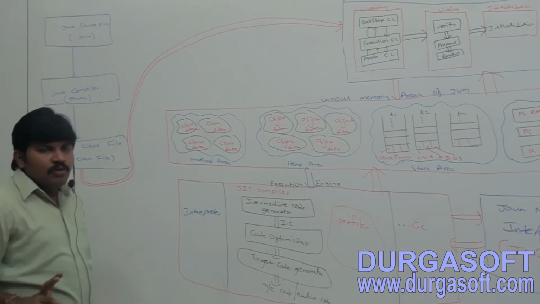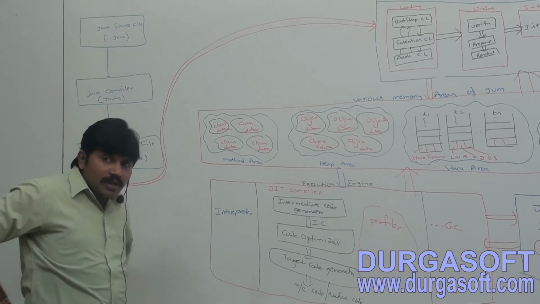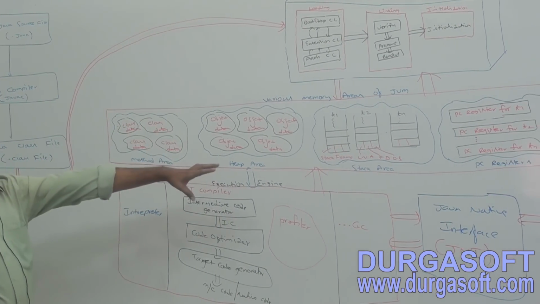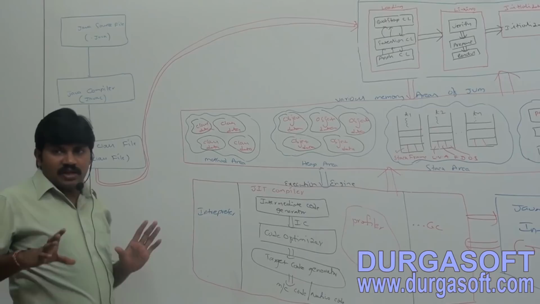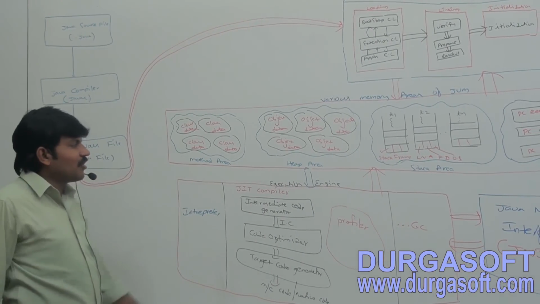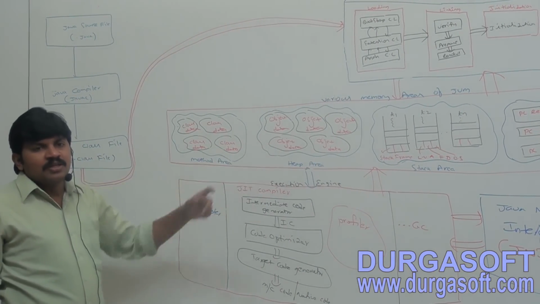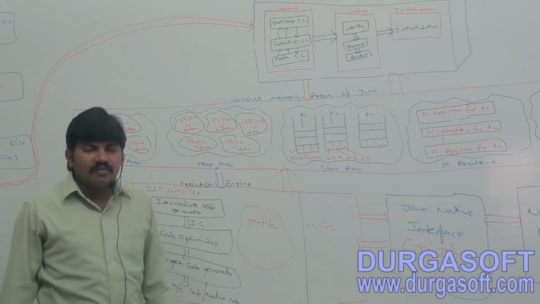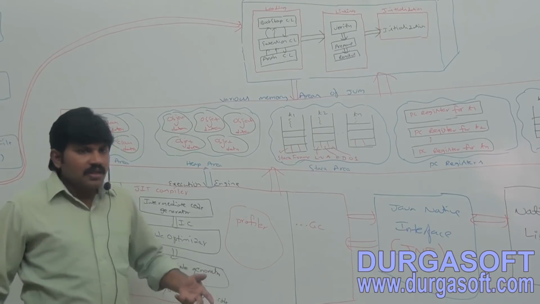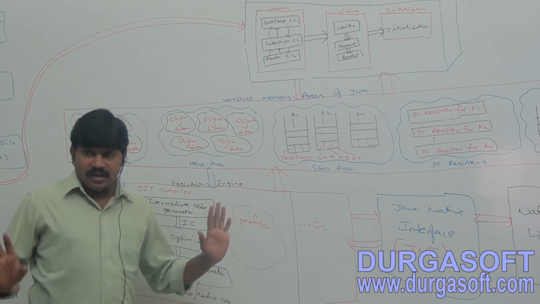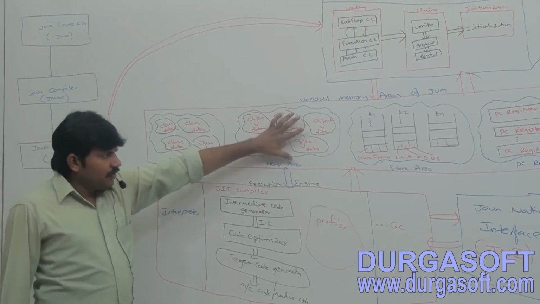From a programmer's point of view, which memory areas are very important? Method area, heap area, stack area. The remaining two are dummy with respect to the programmer. More important with respect to the programmer is the heap area only, because being an object oriented programming language, most of the times in Java we are always talking about objects. That's why this is a very important memory area. Clear?